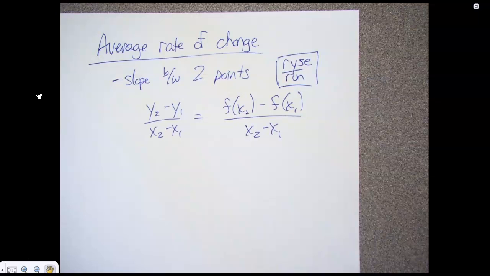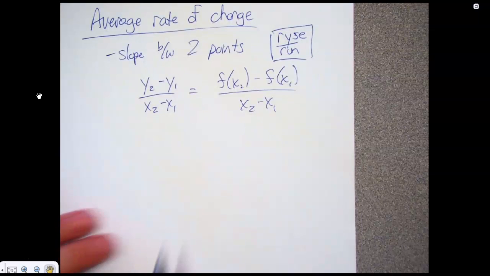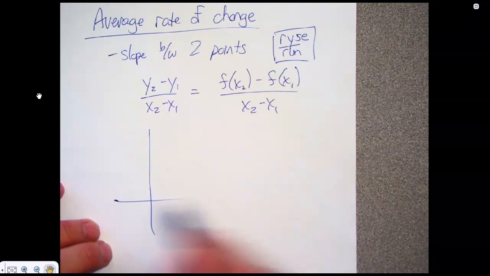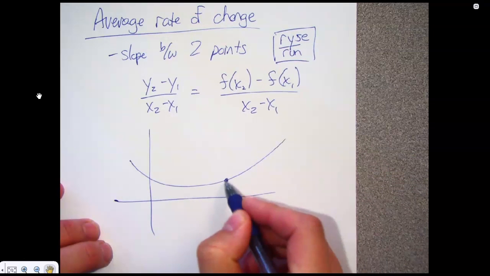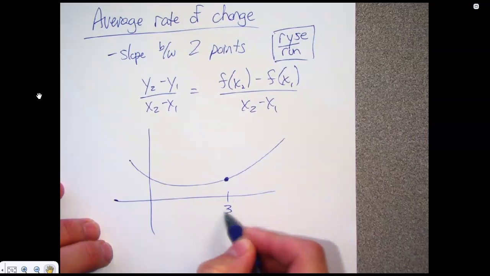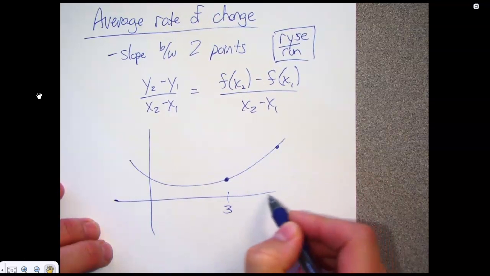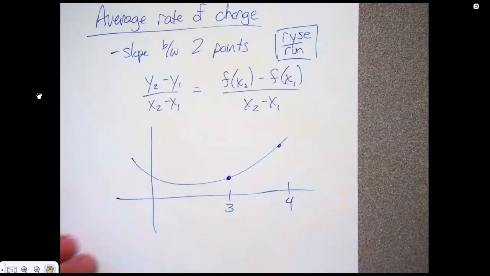You can't believe how hard it is for people, like not AP people, but to understand just the slope between two points. Okay, so let's make an example and say I have something like this, and I want to find the slope between x equals 3 and x equals 4.